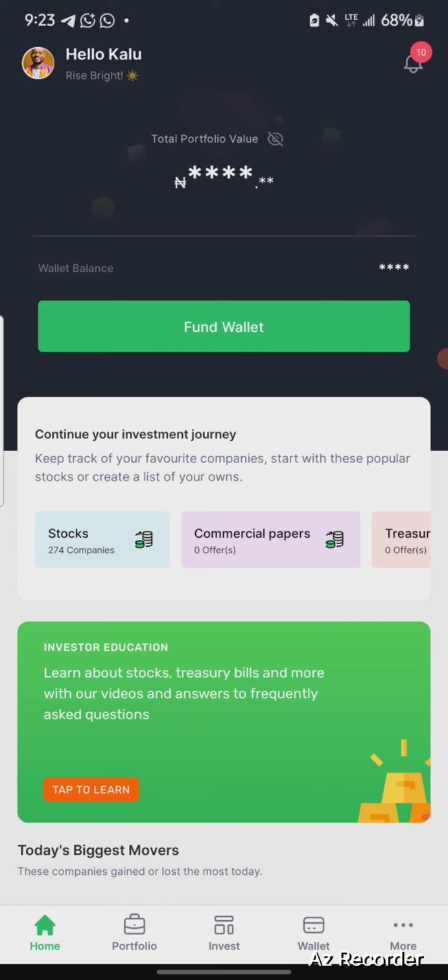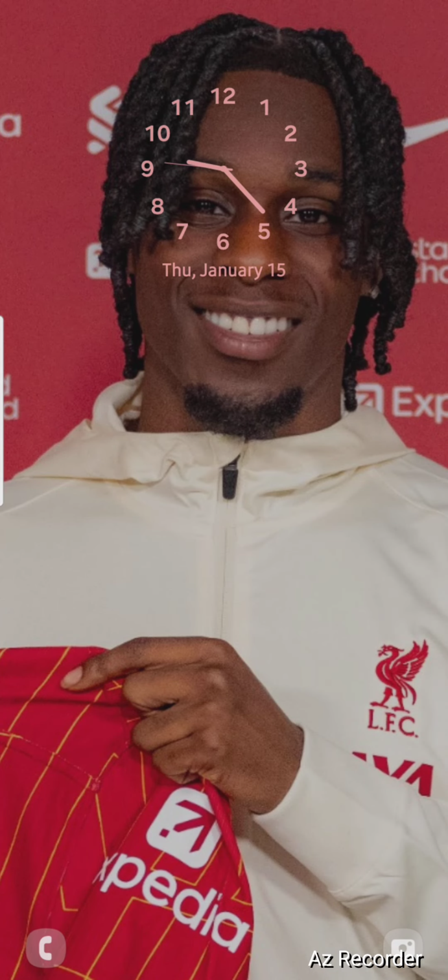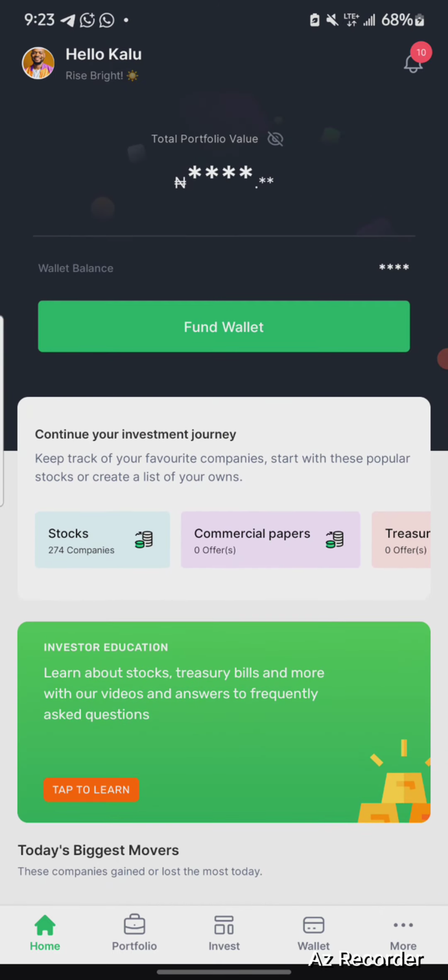There are some people that just log into the app, they just go direct and buy stock. They don't check the order book to know if the price is low or high before they buy. There are two ways you can buy stocks here. You can buy using the limit order, or you buy using the market order. Sometimes the market price is always higher than the offer price. I will explain that here now. So let's go straight to buying stock.